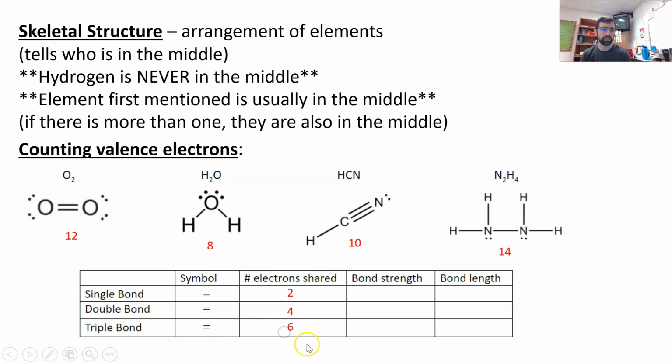Well, if you said 6, you're right. Okay. Bond strength, we just want to know what's the strongest and what's the weakest. A single bond is actually the weakest bond. A triple bond is the strongest bond, and a double bond is somewhere in the middle. Okay, so it ranges from weakest as single bond to strongest as a triple bond.